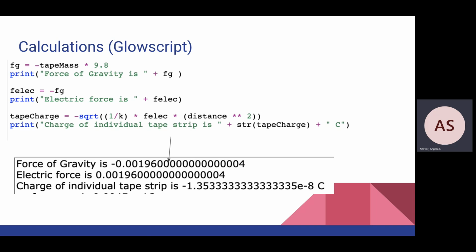For the calculations, this was done using Python and GlowScript. At the top of the slide is the code that was used, and then below the code is the output that the code produced. First, we found the force from gravity, which was just the mass times the gravitational constant. Then we were able to use reciprocity, or Newton's third law, to determine that the electric force from the other tape would be equal to the negative gravitational force. And then finally, we used Coulomb's law to find the charge of the tape. The charge of the individual tape strip is found at the very last line on the slide.